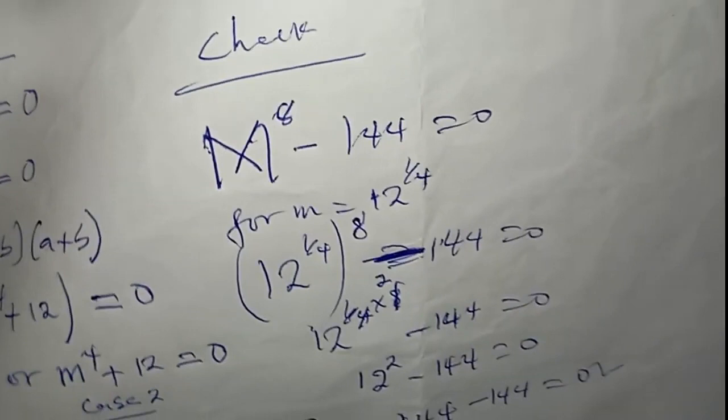So you can see clearly that the two values of m, negative and then positive 12 power 1 over 4, actually satisfy the equation we are solving.